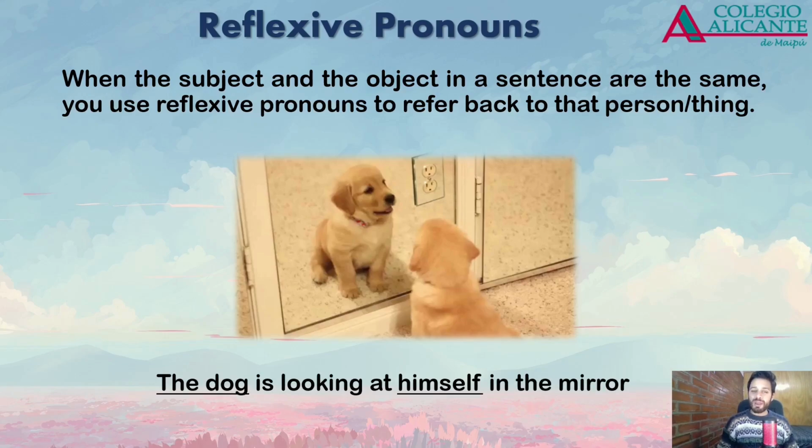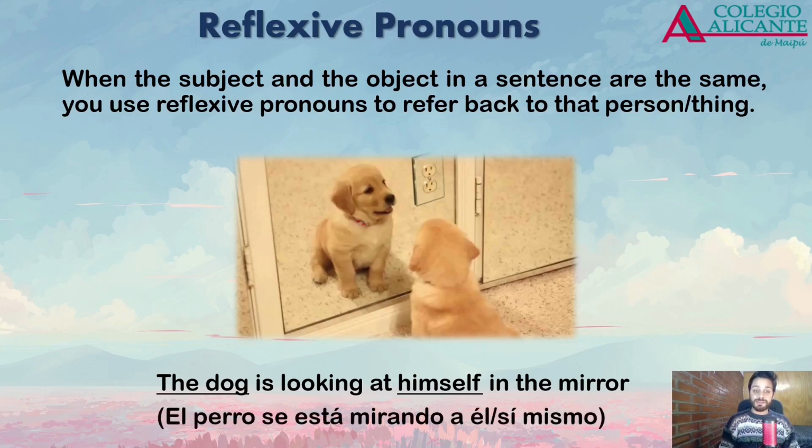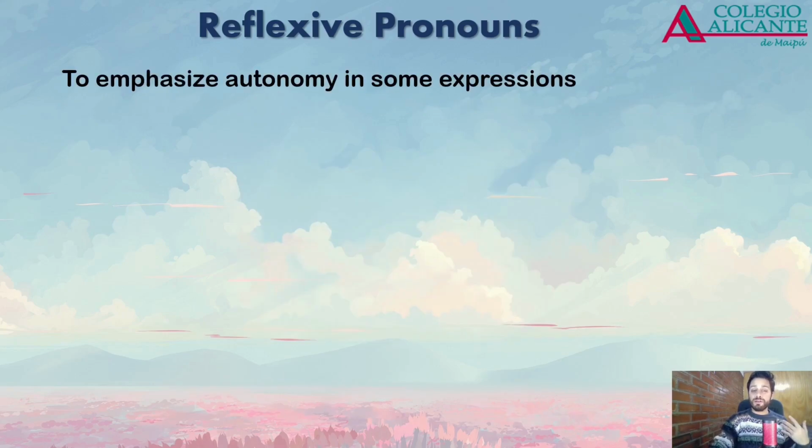It would be wrong if I said the dog is looking at the dog in the mirror. So that is why we use these reflexive pronouns to refer back to that person or thing or animal that we're talking about in the sentence. So you see the translation there in Spanish. It has different translations, but it's basically the same.